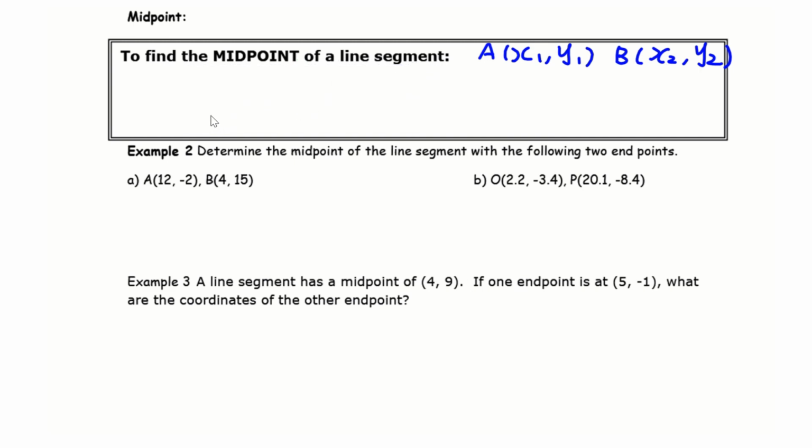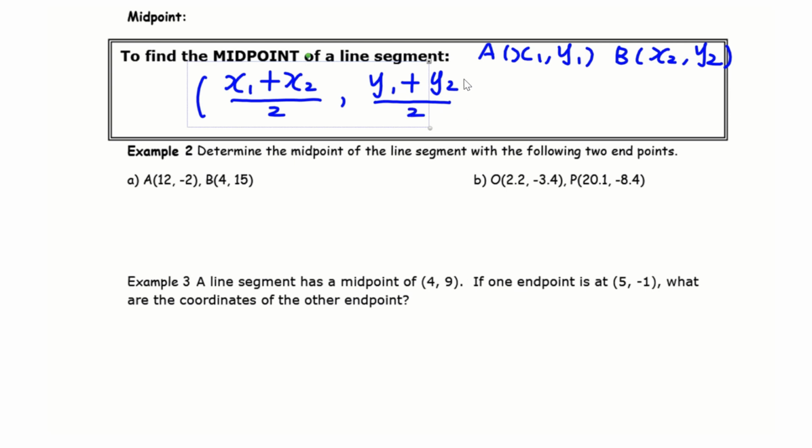So the midpoint of 2 points is the middle. Middle means average. So you have 2 points. The average of 2 things is to add together and divide by 2. So the x coordinates added together divided by 2, then the y coordinates added together divided by 2. So this is the general formula for the midpoint.